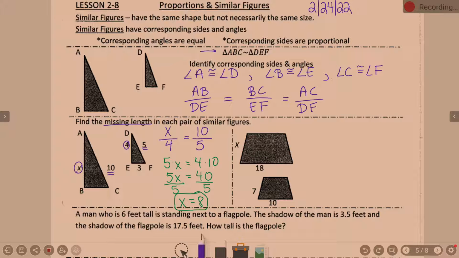Okay, we got a couple of trapezoids here. They're no different. Figure this out, 18 and x. My goal is to find x. So I'm trying to find x. X from the big trapezoid pairs with what? 7, from the smaller trapezoid.